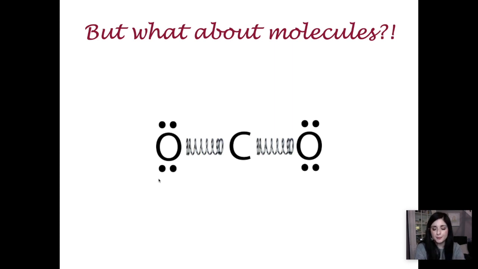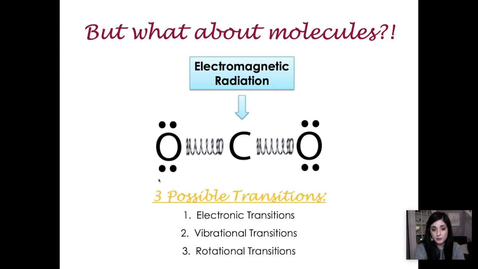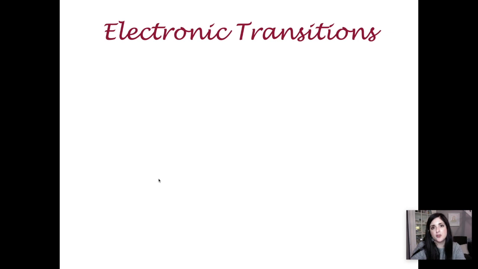They're able to move. And if I take electromagnetic radiation of any type and bombard molecules with the radiation, there's three different things that can happen, three possible transitions. A molecule can have an electronic transition, it could have a vibrational transition, or it can have a rotational transition. And we're going to talk very briefly about these three types of transitions that can occur when electromagnetic radiation hits a molecule. The first type of transition is an electronic transition.